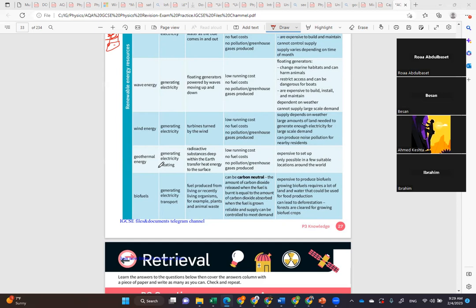The last renewable energy resource is biofuels, used for generating electricity and also in transportation. Fuel produced from living or recently living organisms, for example, plants and animal waste. The advantage of biofuels is that they can be carbon neutral. Carbon neutral means the amount of carbon dioxide released when the fuel is burned is equal to the amount of carbon dioxide absorbed when the fuel is grown.